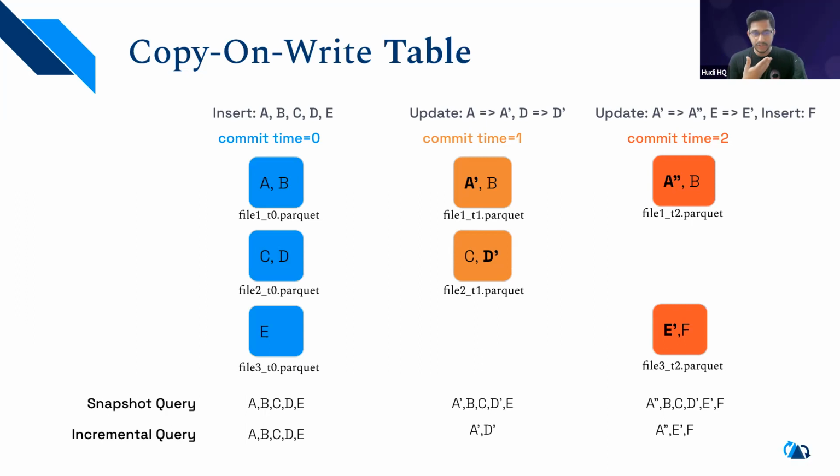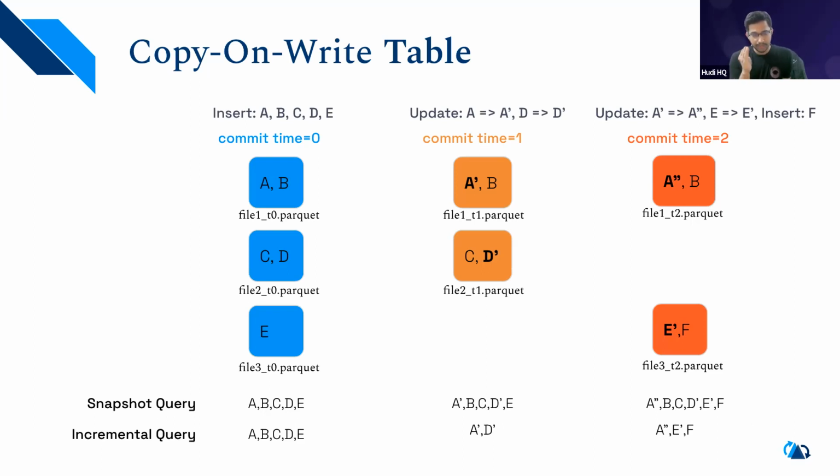If we query snapshots or incremental queries, you'll get the same thing because it's just the one commit. But when you update A to A prime and D to D prime, it just creates a copy of the files that are actually affected. You can see that it doesn't touch file 3, but it makes a copy of file 1 and file 2. It copies over B while it changes A to A prime.